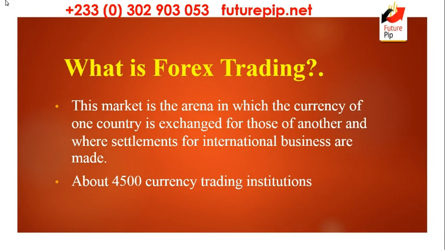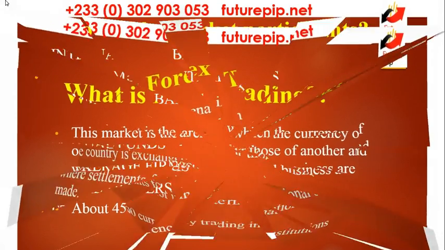And then what is forex trading? We said that forex trading is a market arena in which the currency of one country is exchanged for those of another, and where settlement for international businesses is made. And so you could say it is trade between two counterparts, and you could call it OTC, meaning over the counter. And we have about 4,500 currency trading institutions across the globe.